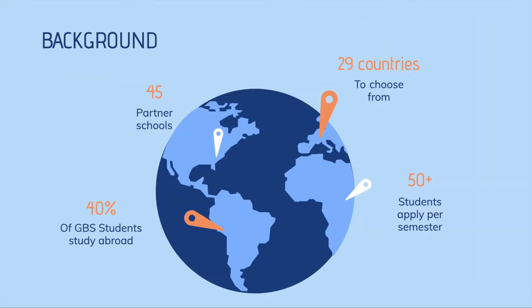Just to give you a quick background on how the program works, about 40% of the student body attends the study abroad program, which works with 45 partner schools in 29 different countries, and about 50 or more students apply every semester. It works in a triad system where students rank their top 3 preferred study abroad programs from 1, 2, and 3.